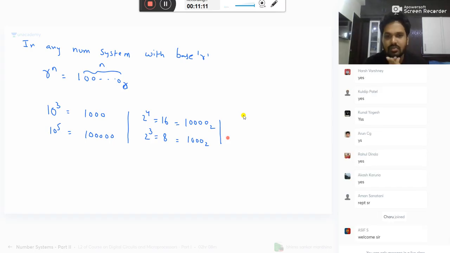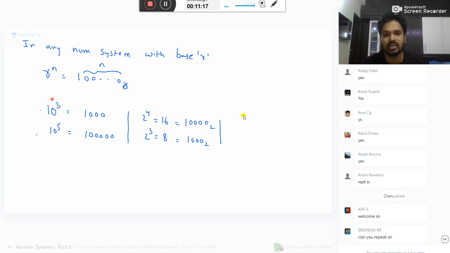Please see the screen. If you have any number system, r power n is nothing but 1 followed by n zeros. In binary, 16 is written as 1 followed by 4 zeros. In binary, 8 is represented as 1 followed by 3 zeros. Here r is the base of the number system. If you take decimal, 10 power 3 is 1000, right? 10 power 5 is 1 lakh. Similarly, in binary, 2 power 4 is 16, 1 followed by 4 zeros. 2 power 3 is 8, 1 followed by 3 zeros. Now clear? Here r is nothing but your base.